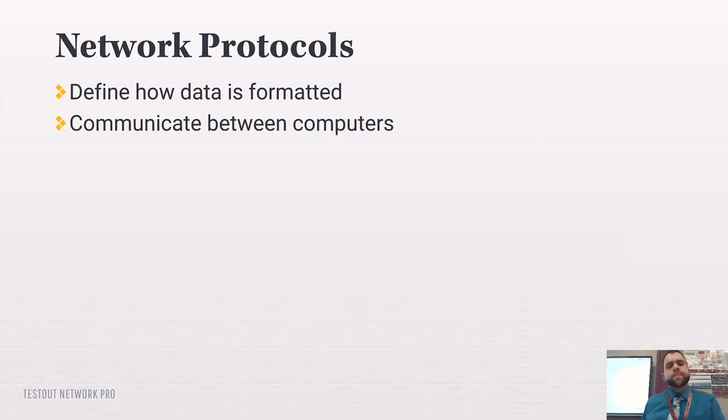Network protocols. So network protocols are kind of a list of how data travels across the network. At the end of the day, it's all zeros and ones, but how those zeros and ones are actually formatted determines what protocol is being used. So think of it like our language.